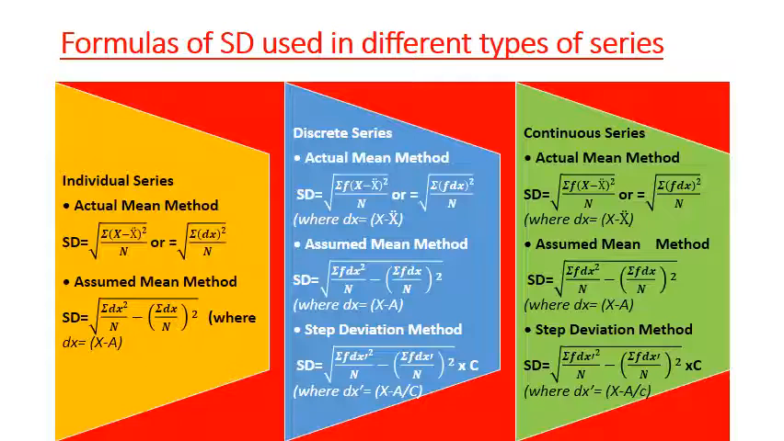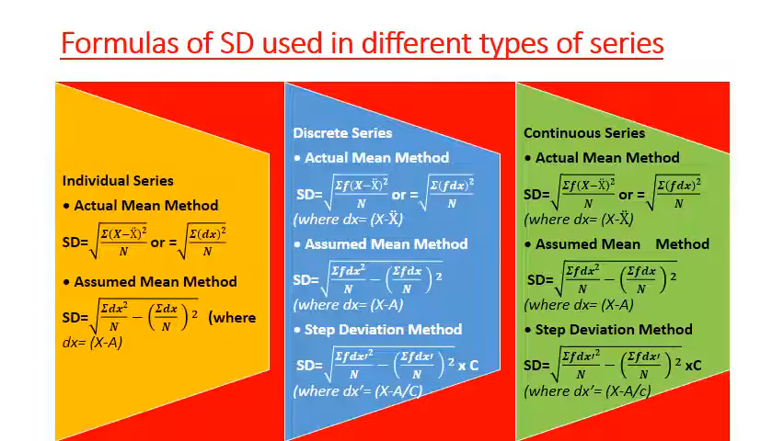Now you can see the formulas which are used in the calculation of standard deviation in different types of series. As you know, we have individual series, discrete series, and continuous series as well. In case of individual series, we have the actual mean method. So the formula is under root of summation of x minus x bar, where x bar is the mean. So we measure deviation from actual mean. That is why it is known as actual mean method.